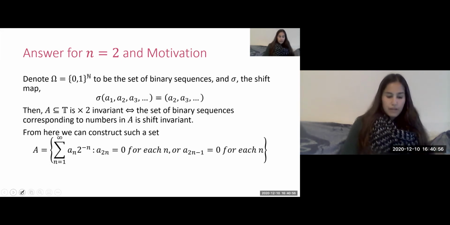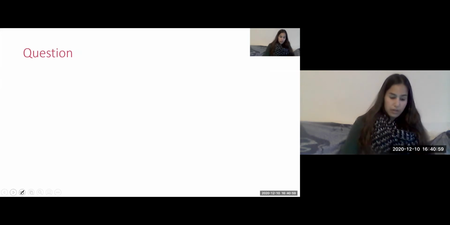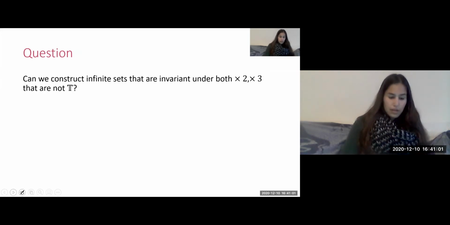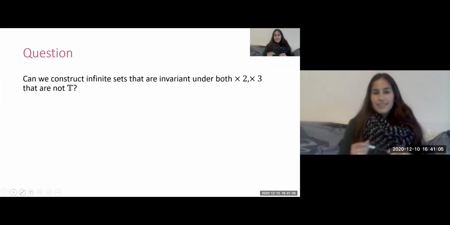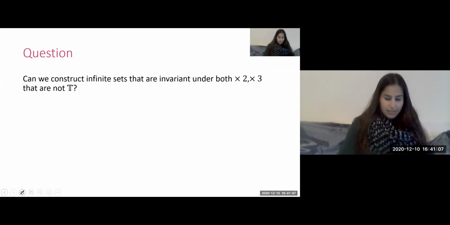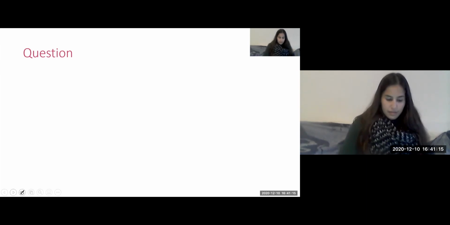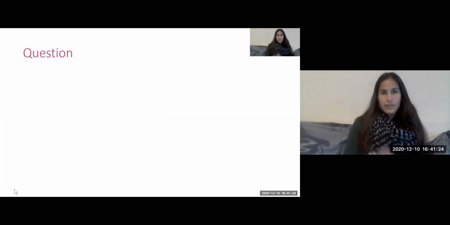And now we can ask a more difficult question. So can we construct these types of things? Yes, please. When you say invariant, do you mean, because these aren't homeomorphisms, so they're not one-to-one, do you mean that the image of a set is contained in a set or equal to it? Equal. Okay. So it means equal in this sense.